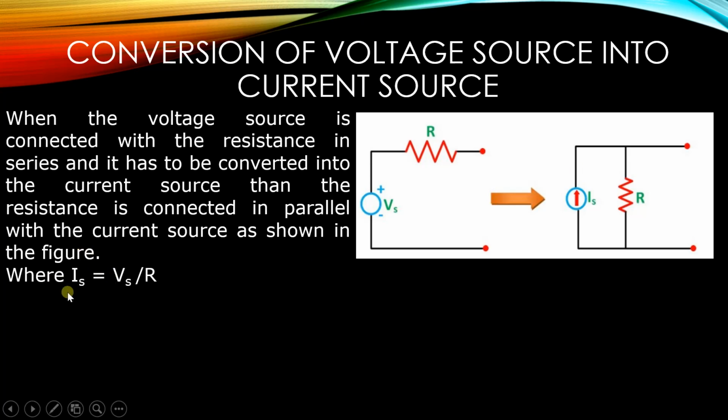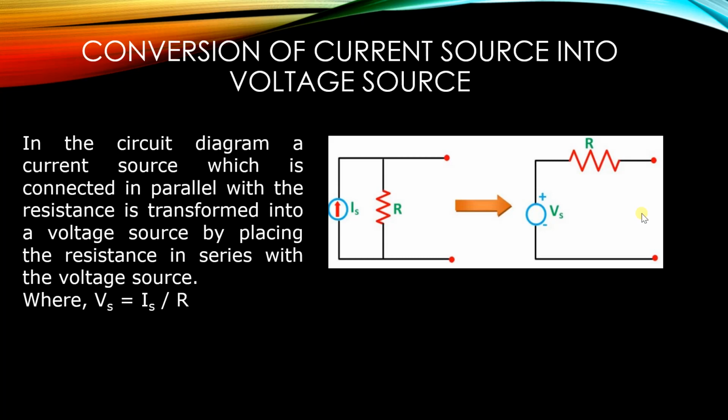So how we find the current source? Is is equals to Vs upon R. Here we know the value of voltage source and we know the value of resistance. From there we find the current, and this current becomes our current source, and this value of R is considered in parallel in the current source.